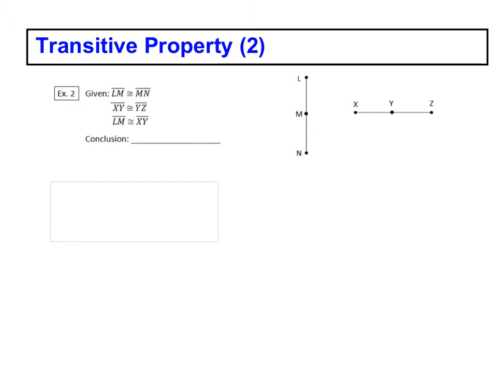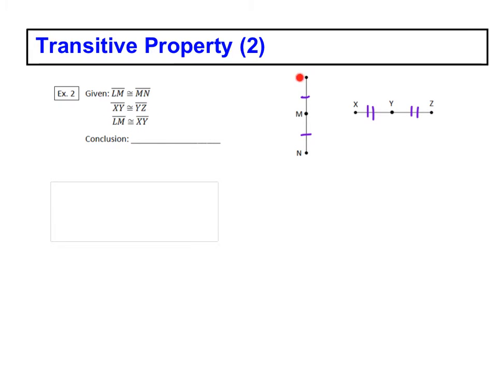Alright, example 2, we're given that LM is congruent to MN. So we can go ahead and mark LM is congruent to MN. And then XY is congruent to YZ. So here's XY congruent to YZ. Alright, and then we have one more piece of information that we're given, that LM is congruent to XY.